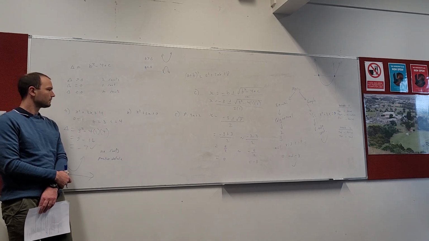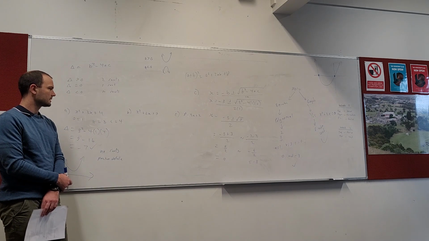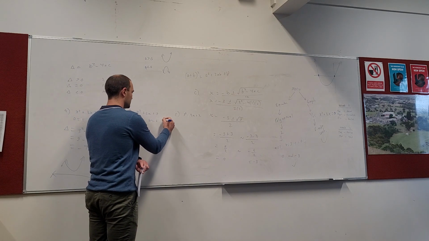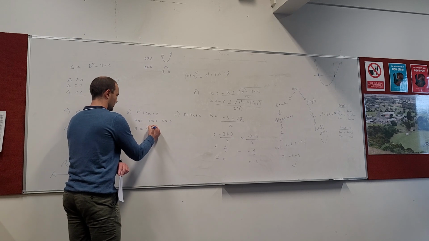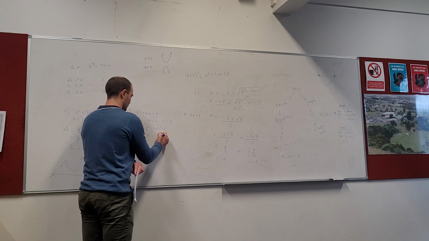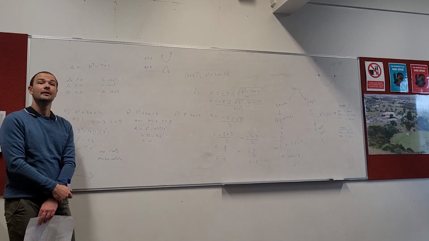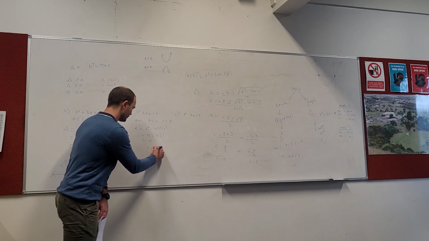All right. On to B. X squared plus 6x plus 9. So we'll identify A, B, C. Discriminant is 0, therefore 1 root.